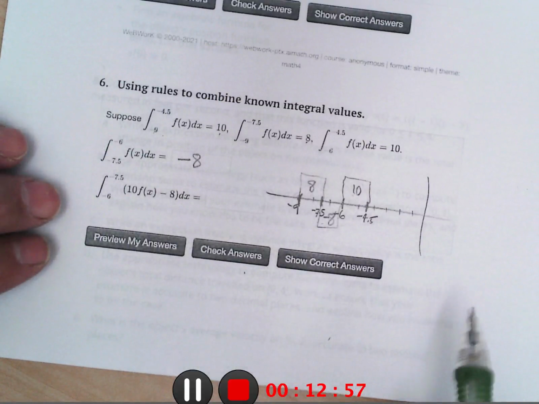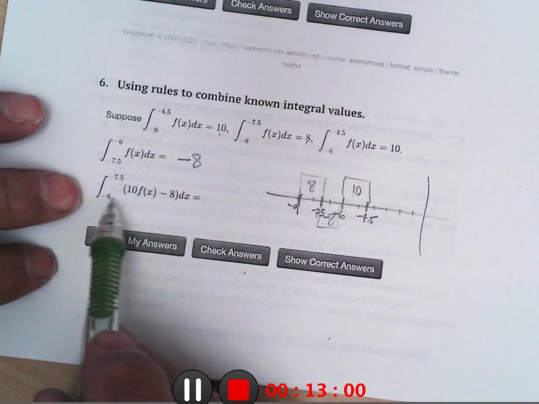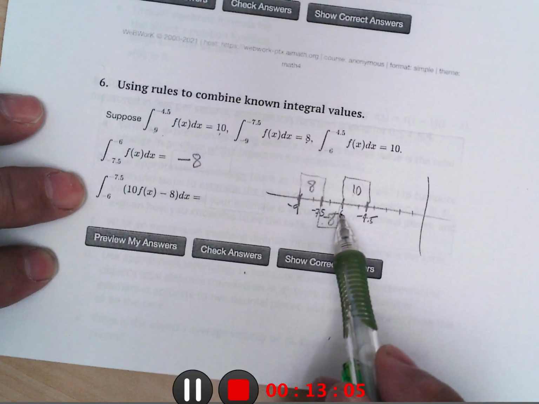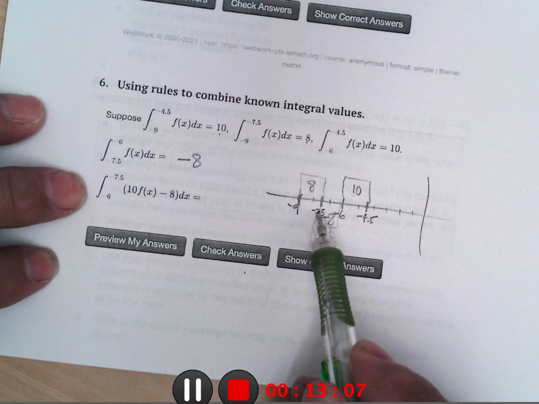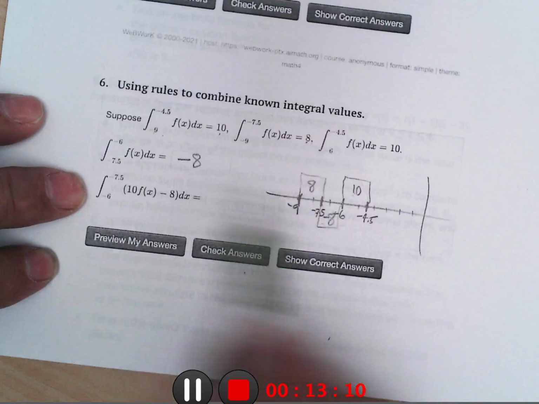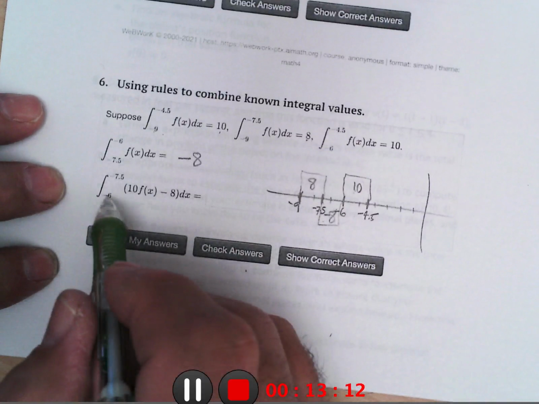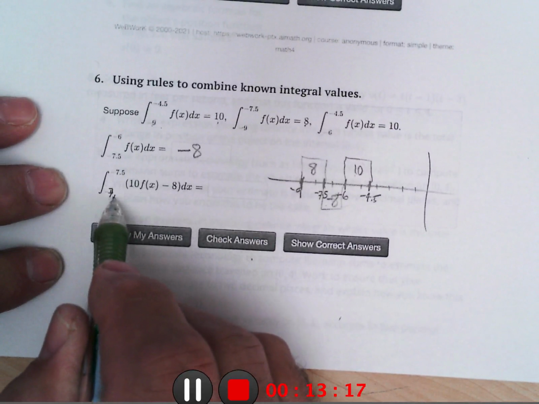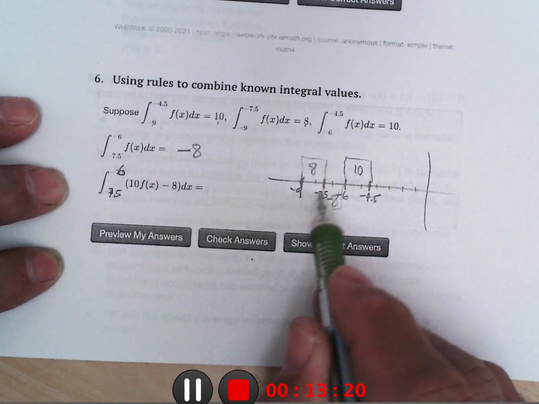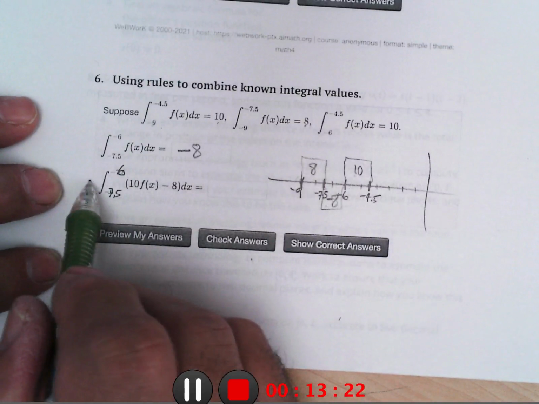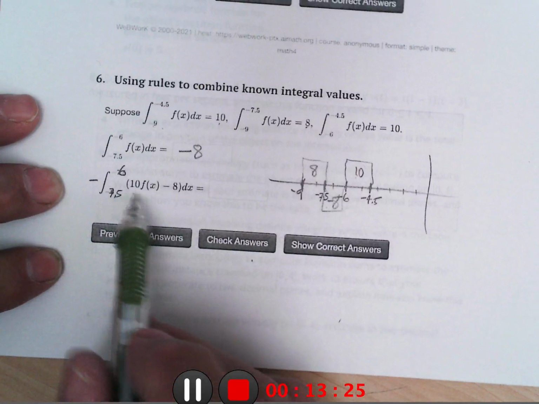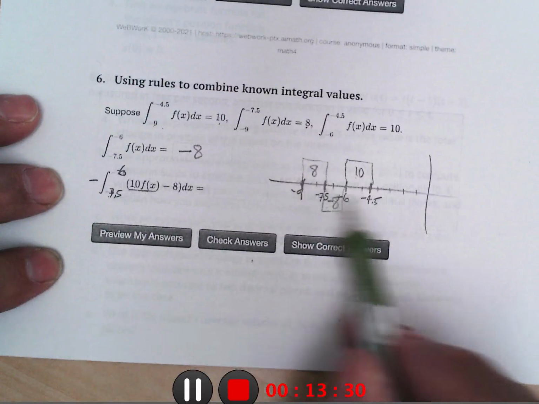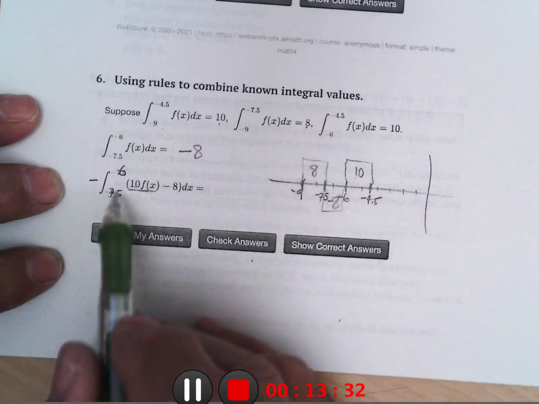Now, it says, what's the area from -6 to -7.5? Well, that's going backwards. So if I want to change these around, I would change this to -7.5 to -6, so it's going from left to right. I'd have to put a negative on it. Then I want to do 10 times the area of the curve between there. Well, that's -8 times 10 is -80.